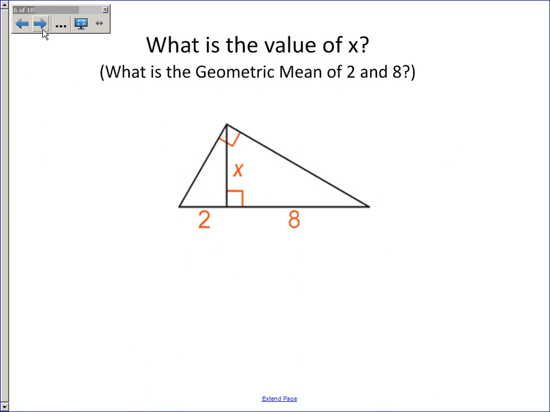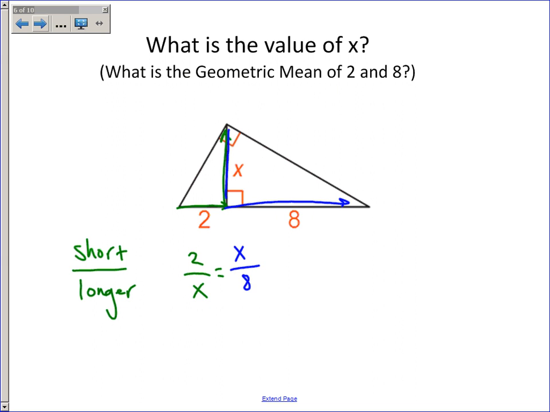Okay, so what is the value of x, which also happens to be the geometric mean of 2 and 8? Now, I will first do this by setting up a proportion, and I will look at the ratio of the shorter leg over the longer leg. Okay, so the shorter leg over the longer leg in the small triangle is 2 over x. In the medium triangle, the shorter leg is x, and the longer leg is 8. Okay, which is that same proportion we looked at in the last slide.